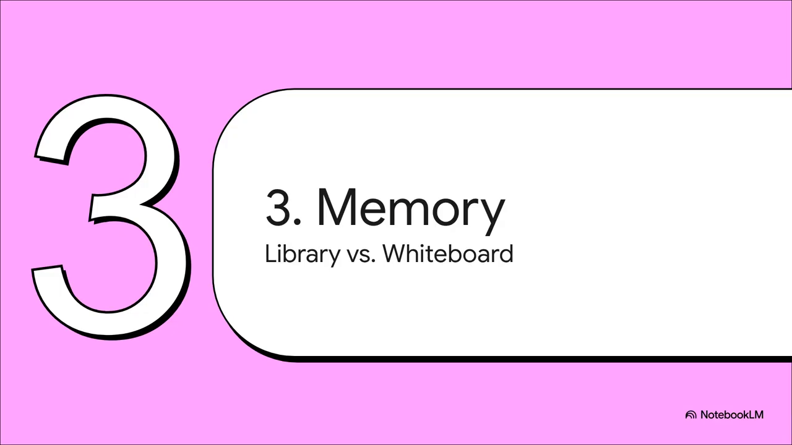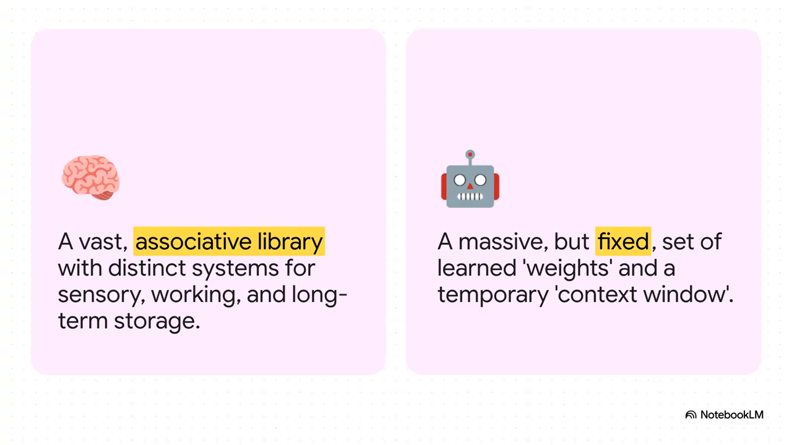Okay, so we've got different learning, different processing, and you can probably guess what's next, a totally different approach to memory. Your memory, it's like this magical infinite library, you know? A certain smell can instantly transport you back to your childhood. It's wild. An AI's memory? Not so magical. It's basically got two parts.